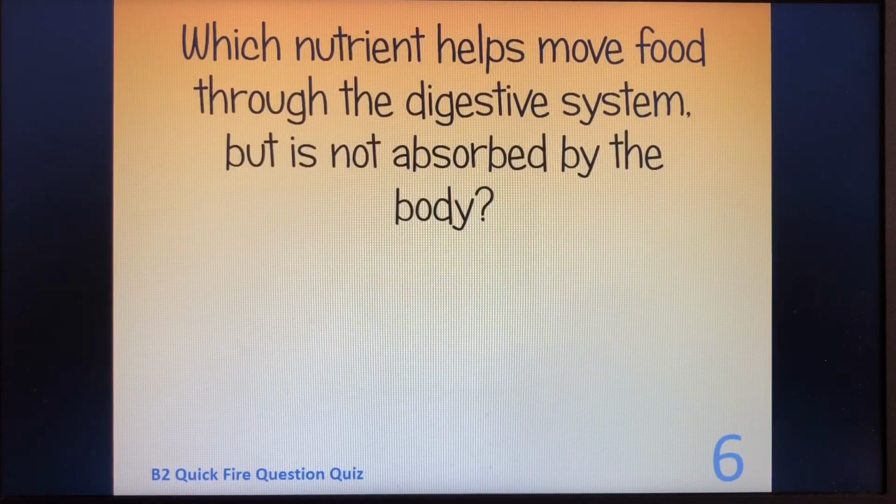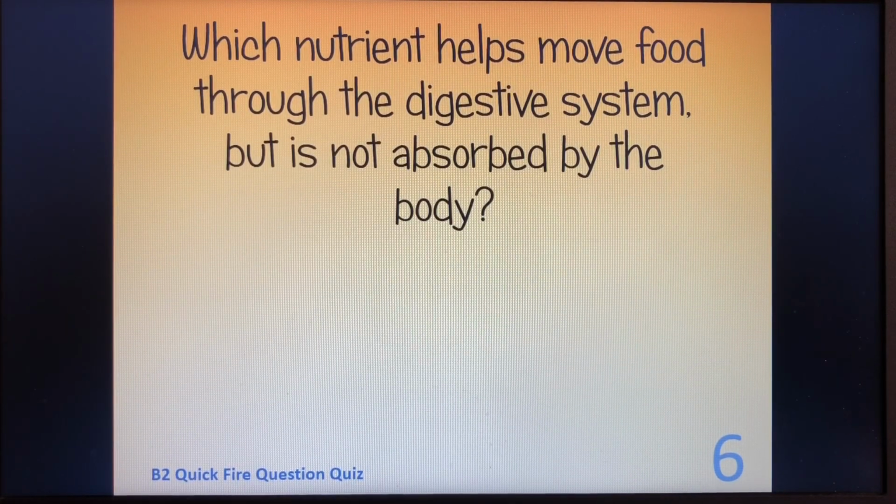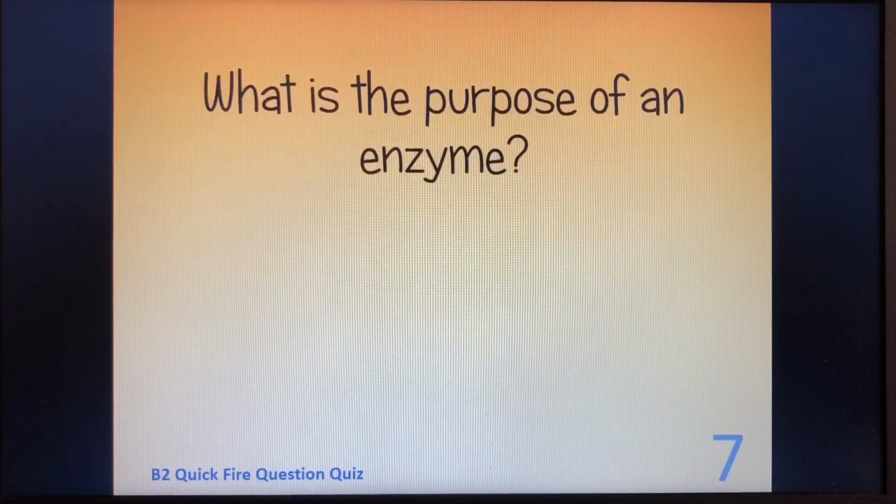Question 6. Which nutrient helps move food through the digestive system but is not absorbed by the body? I think I might have said this in one of the previous answers, the peristalsis answer. Okay, which nutrient helps move food through the digestive system but is not absorbed by the body? And the answer is fibre. Fibre is purely there to bulk up our food and help it move through the digestive system. Okay, looking to move on to question 7 now.